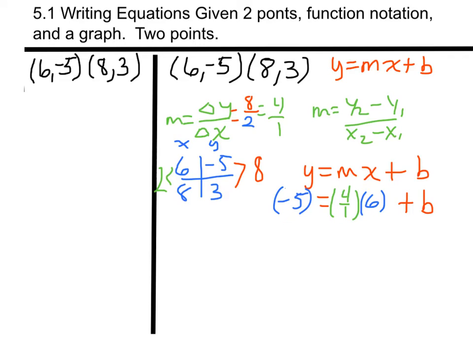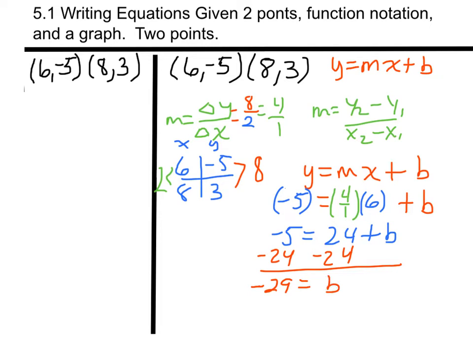And so then I'm going to multiply these two together, so I get negative 5 is equal to 24 plus b. And then my next step is to subtract 24 from both sides. And I get negative 29 is equal to b. Therefore, the equation of the line is y equals 4x minus 29. And this is the answer right here. So that is the problem written in y equals mx plus b, the equation of a line when I'm given 2 points.